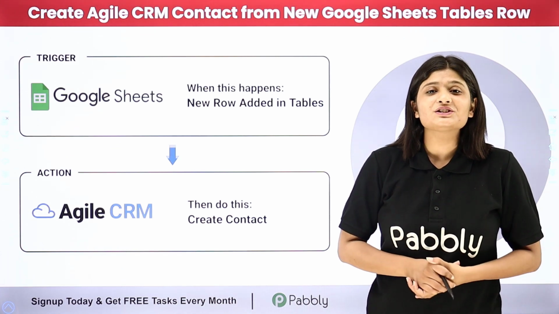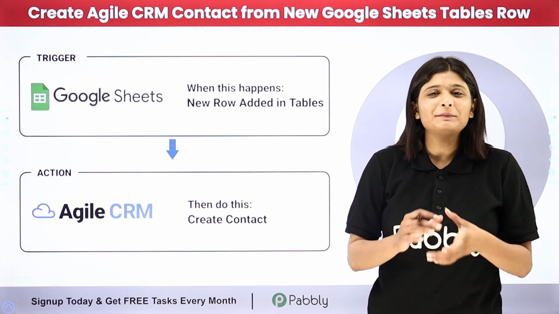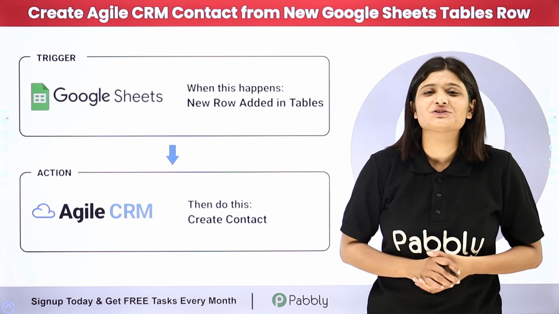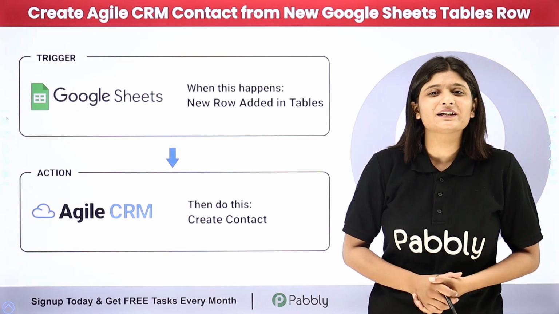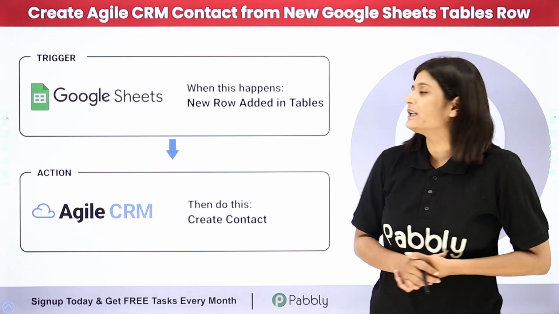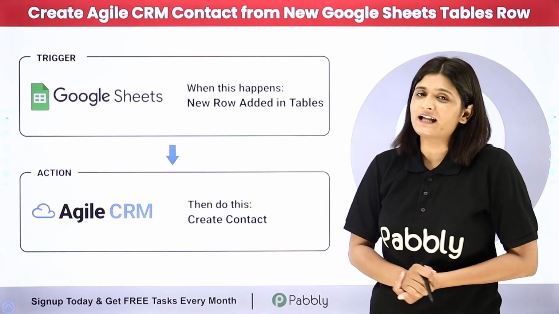I can do this automation with the help of Pably Connect. So Pably Connect is an amazing automation and integration software which requires no coding or programming skill. I just need to build connection between Google Sheets and Agile CRM.